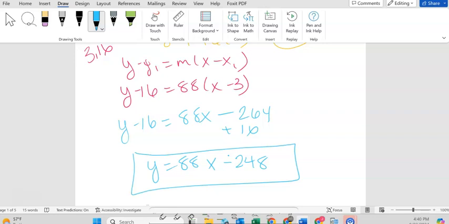So hopefully this helps you refresh those. We really want to make sure we know how to find a tangent line. That's a skill you want really good and solid.